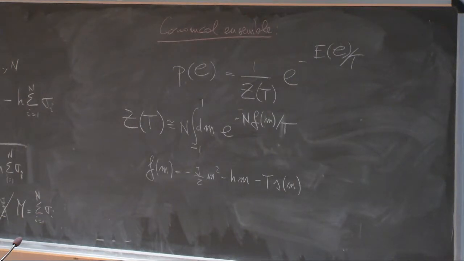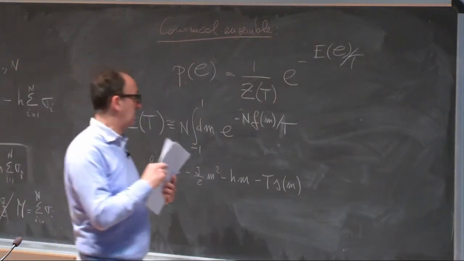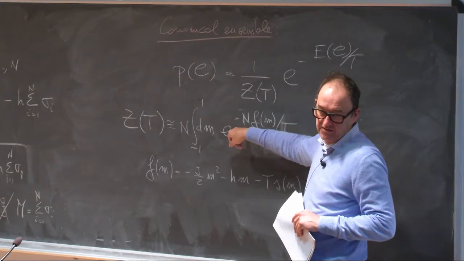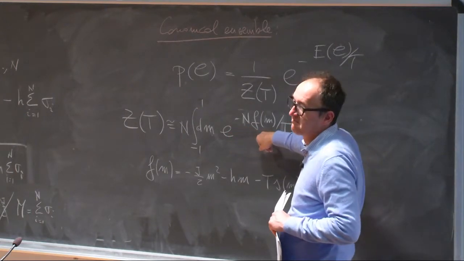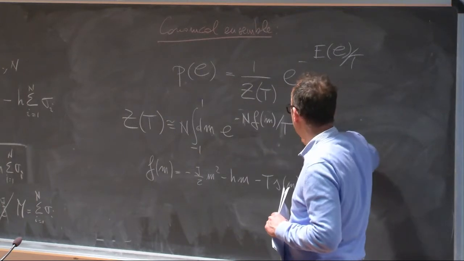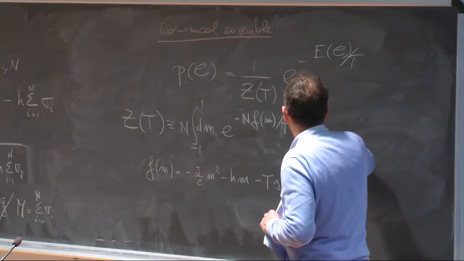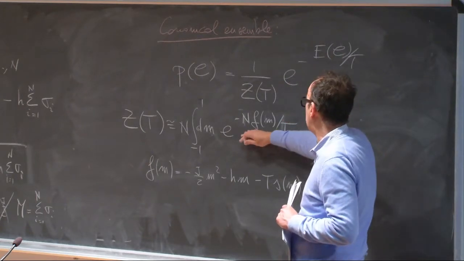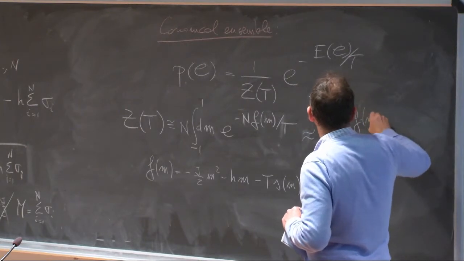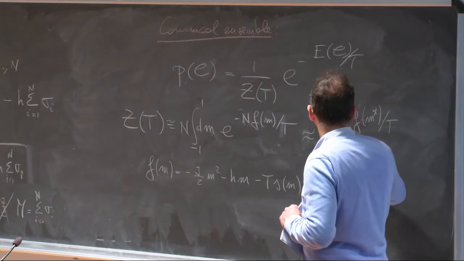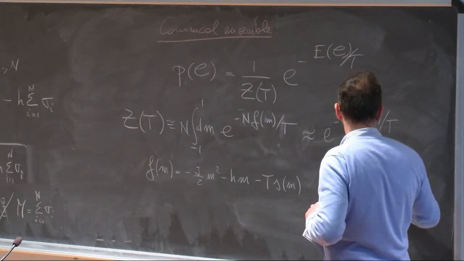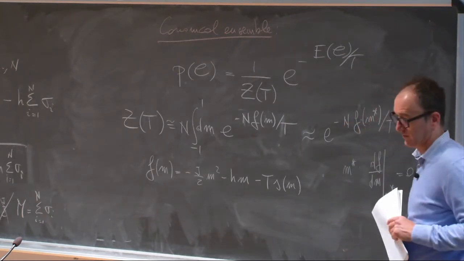When you have integrals of this type, where we then go to infinity, you do it by saddle point, okay? So you write it like this to say that we only care about the exponential terms: e to the minus N f of m star divided by T, where m star is such that the derivative of f with respect to m at m star is equal to 0, okay?